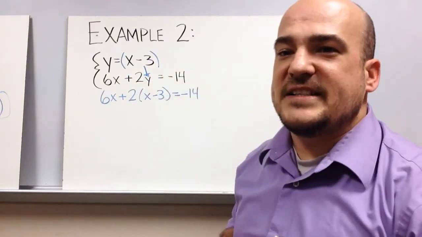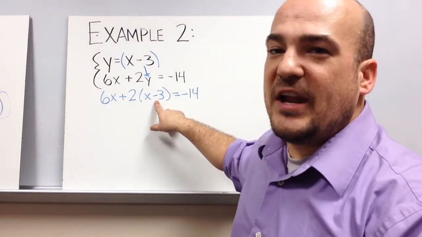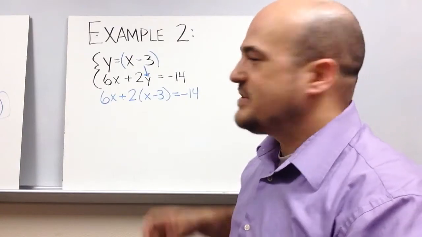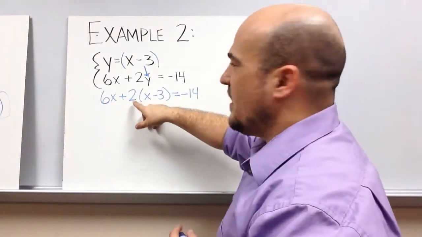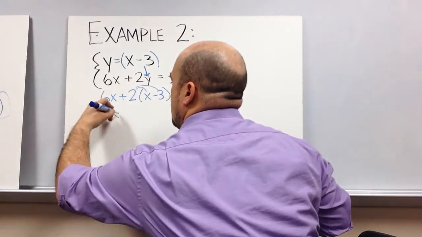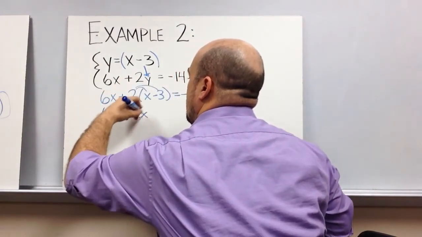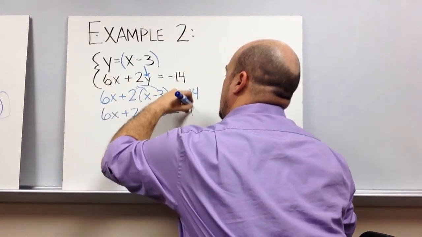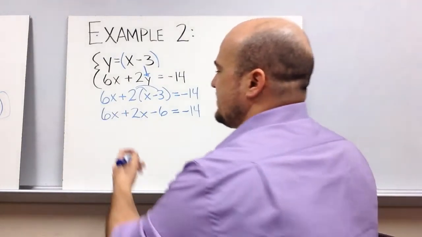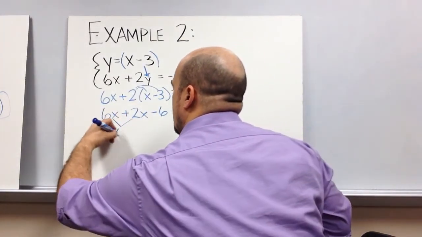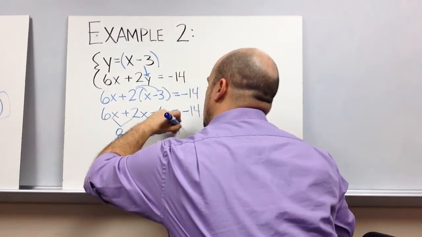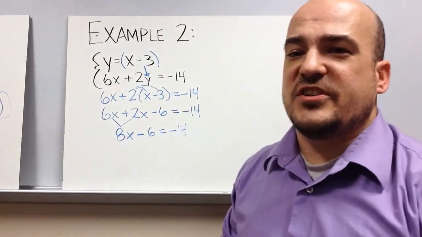So I just rewrite that second equation, except instead of y, I put x minus 3. And now again, I have to use my order of operations and see if I can simplify this equation. So I'm going to distribute my 2. Once I've distributed my 2, I can combine like terms. And now it's just a two-step equation.